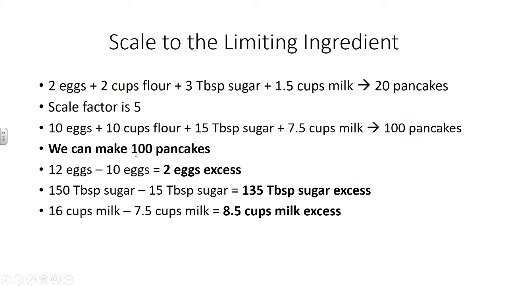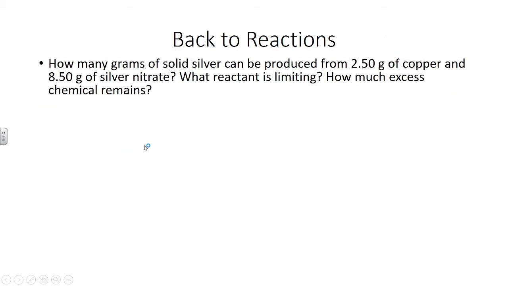We'll be using the same process for chemical reactions. You get multiple scale factors, and then the small scale factor tells you which reactant is limiting. And then you can rescale it, and then from there you can do a little subtraction to find out what you have left over. Time for a problem.